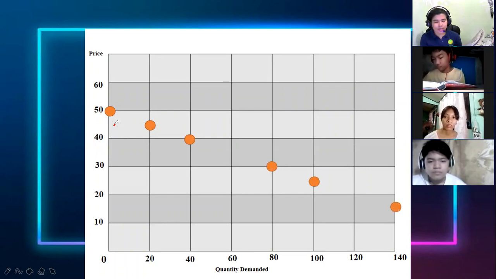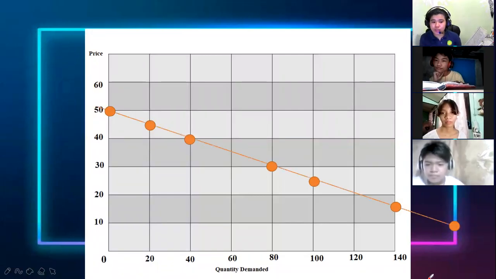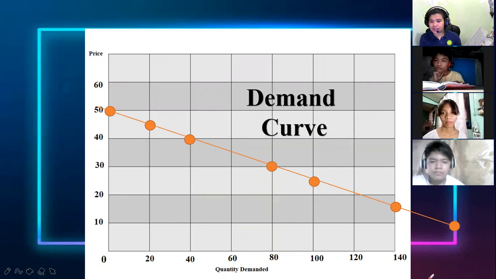It just so happens I have no space for 160, so the 160 is outside the chart, but imagine it there, just hidden. Once you're able to plot the demand schedule, we turn it into a demand curve. To make it a demand curve, all you have to do is connect all the dots. And that is the demand curve.